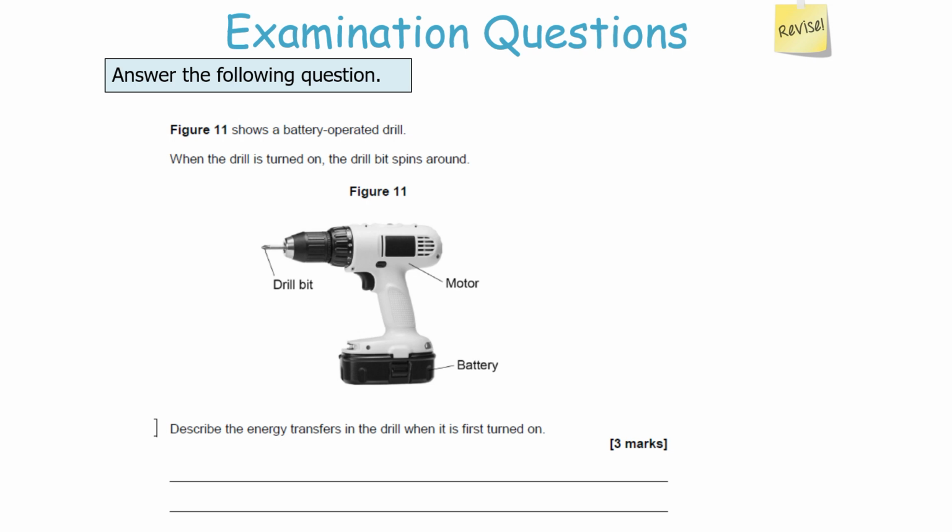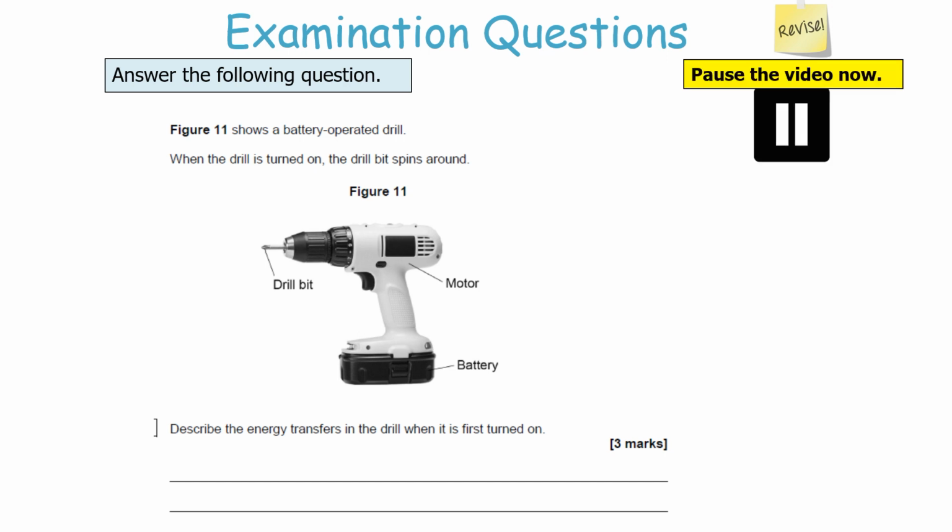In our next question, it says that figure 11 shows a battery operated drill. When the drill is turned on, the drill bit spins around. So describe the energy transfers in the drill when it's first turned on. Pause the video now, then unpause the video when you want to go through your answer.